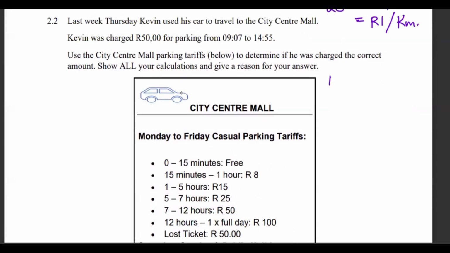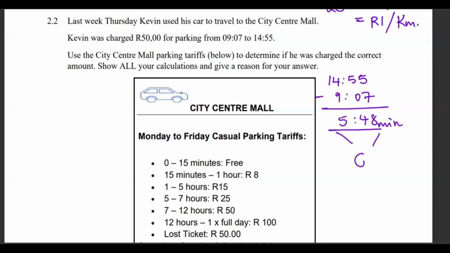Now, first and foremost, we need to know how much time he spent at the mall. So it's 14:55 minus 9:07. We find out that he has spent around 5 hours and 48 minutes. We bring it up and it becomes 6 hours. So the person spent 6 hours.